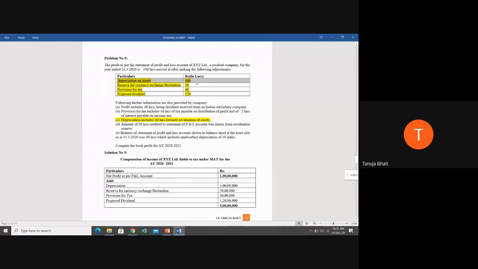Depreciation, only normal depreciation. So out of 100, normal is only 60, 40 is on revaluation of asset. So only 60 you're going to minus, first item. Second item, what are you going to minus? Depends on additional information. Let us read. Profit includes 10 lakhs being dividend received from an Indian subsidiary company. Students, dividend received is an exempt income. Now, exempt income, you're going to minus it from the net profit.